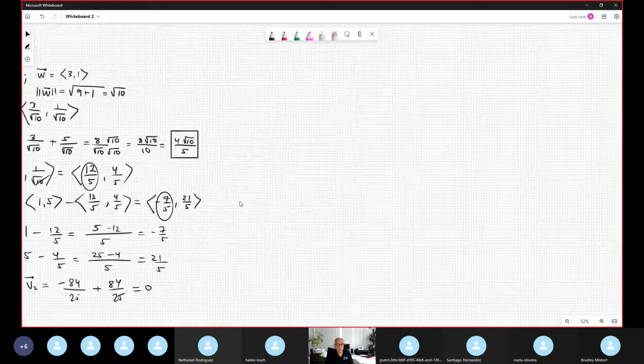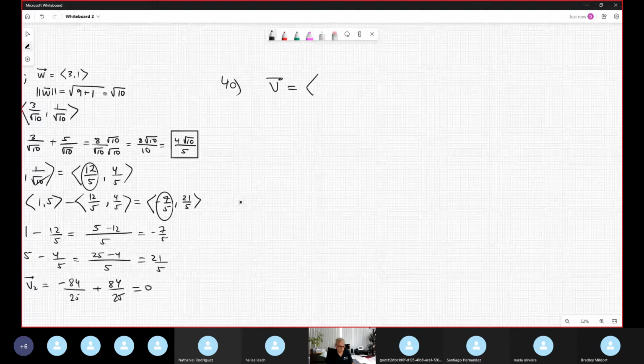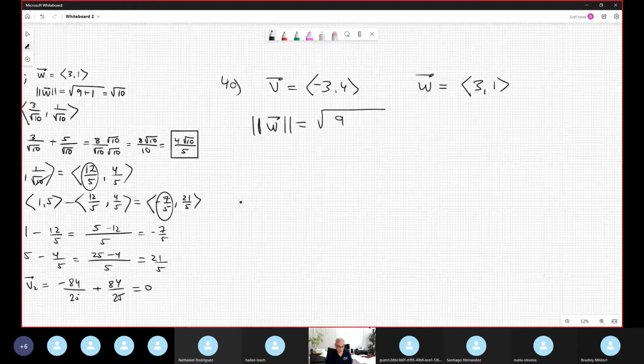40 is the last problem in this semester. Wow. We need to celebrate this, right? Okay, the B vector is negative 3,4. And the W vector is 3,1. Okay. Let's do it. Magnitude of W. Magnitude of W is square root of 9 plus 1. Wow, I did this number before, 10. Unit vector W.